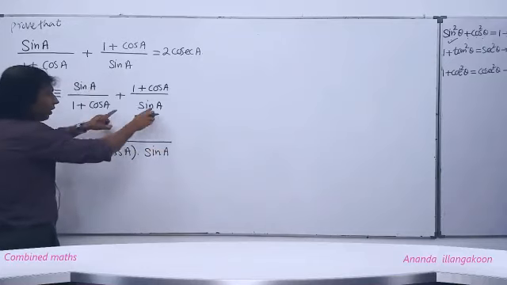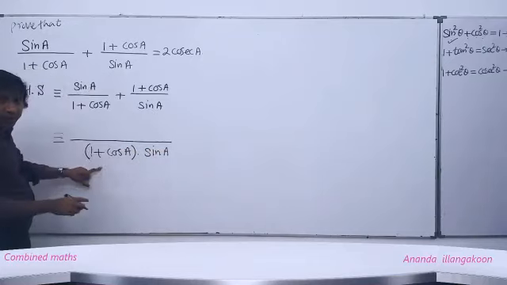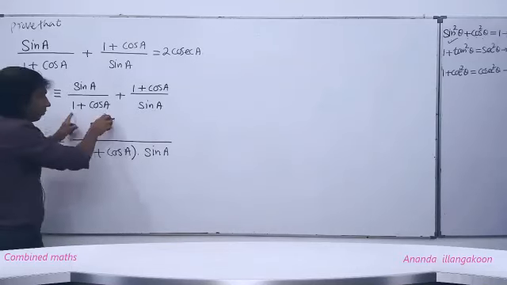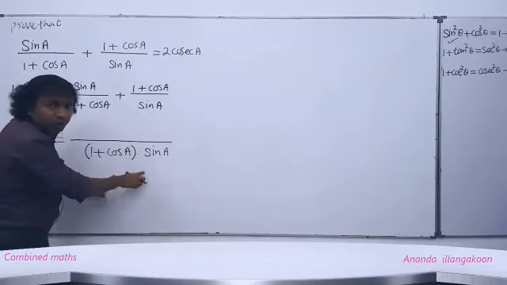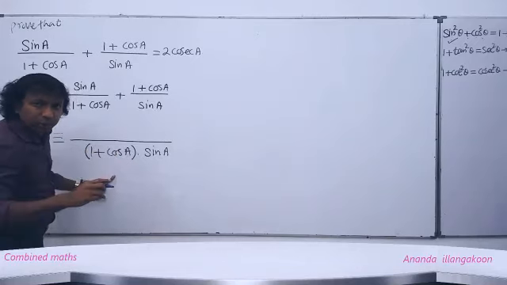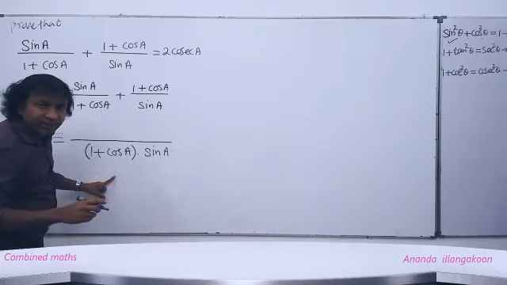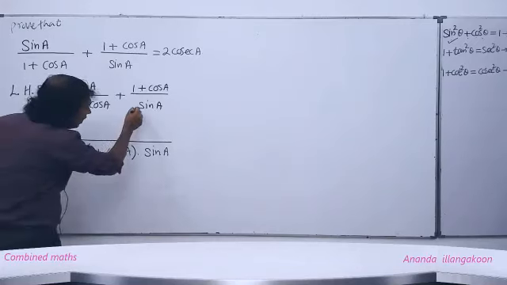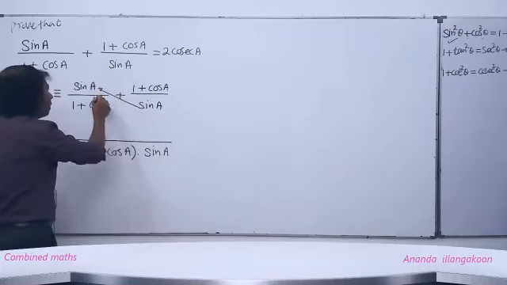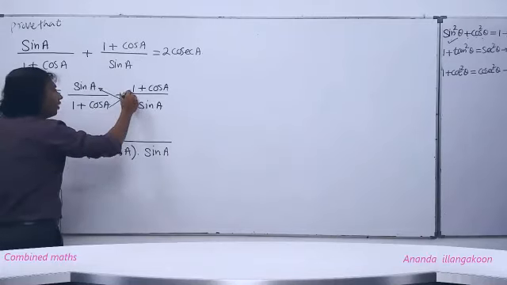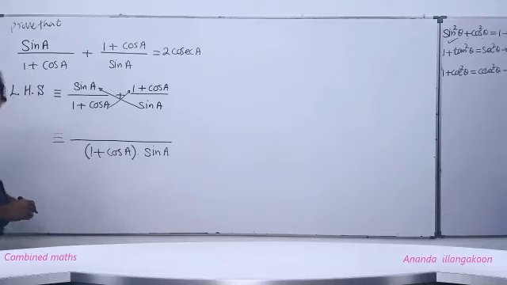This multiplied by this we take as our denominator. Whenever you take this multiplied by this as your common denominator, you know the method of rearranging the numerators. By this sine A, we multiply this. By this 1 plus cos A, we multiply this. Then how to write, people?